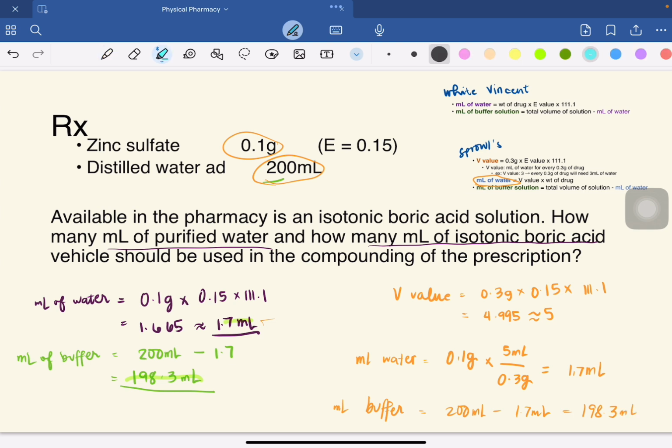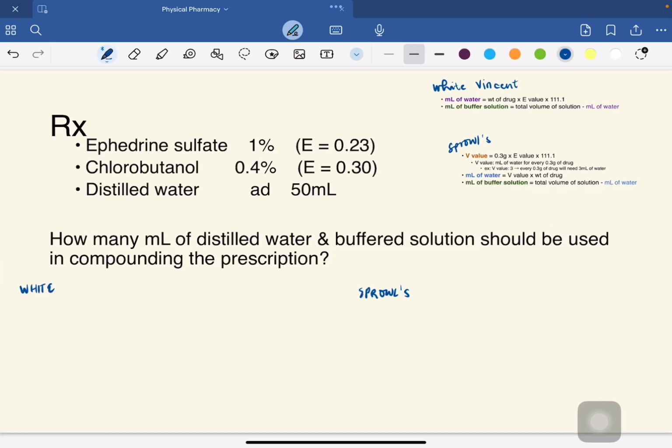So if you compare our answers, magkapareha lang if we use either White-Vincent or Sprouse. Sige, paano naman kapag dalawa yung given na drug? So here, we have ephedrine sulfate and chlorobutanol. Tapos they have their own respective E values. So how many ml of distilled water and buffered solution should be used in compounding the prescription?